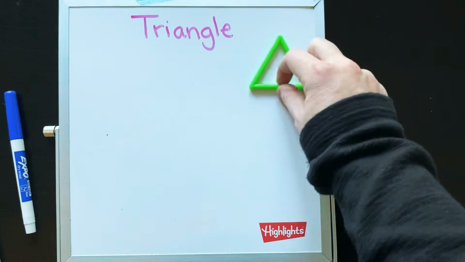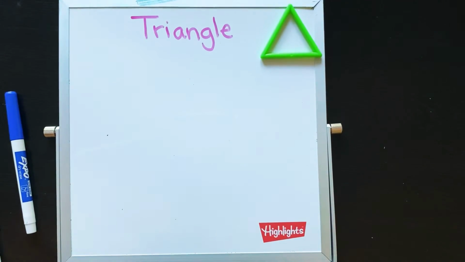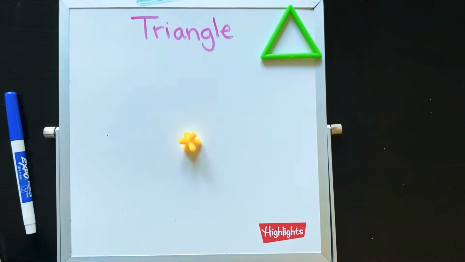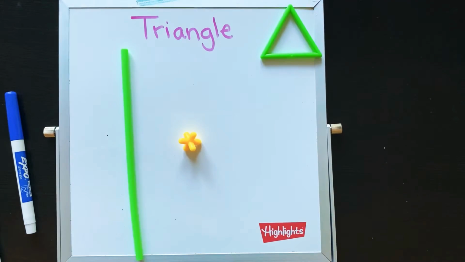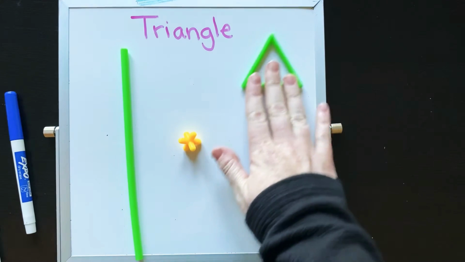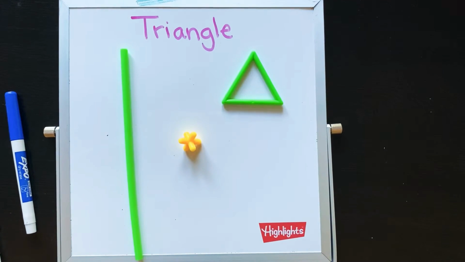So let's build this guy and think about how many points do I need? These are going to be my points. And then I have sides. So how many sides do I need? Okay, so let's study this triangle and think, how many sides does it have? And how many corners does it have? Okay, so tell me out loud what you think they are.